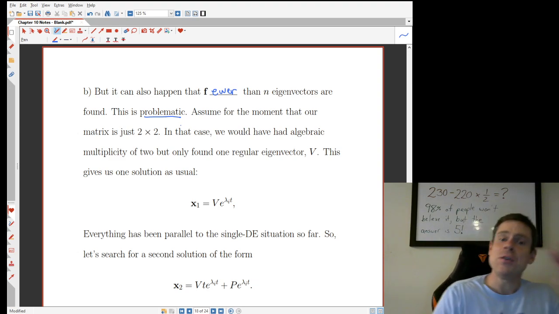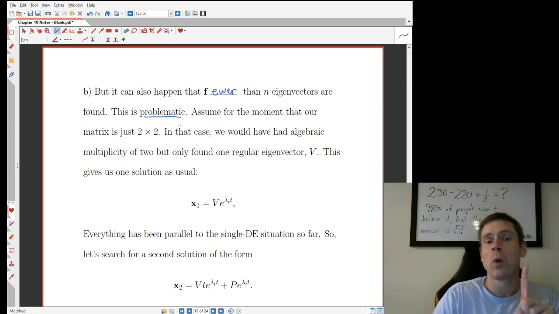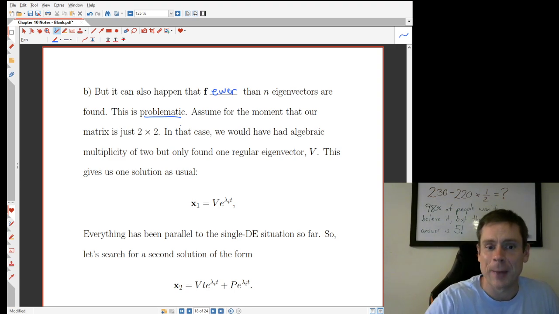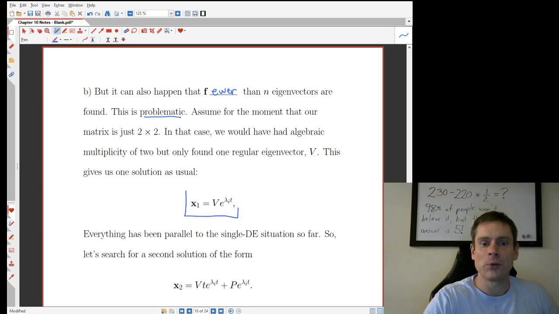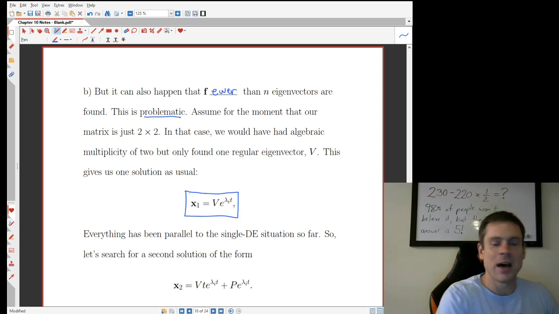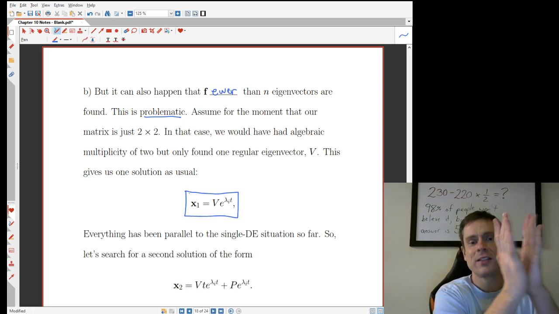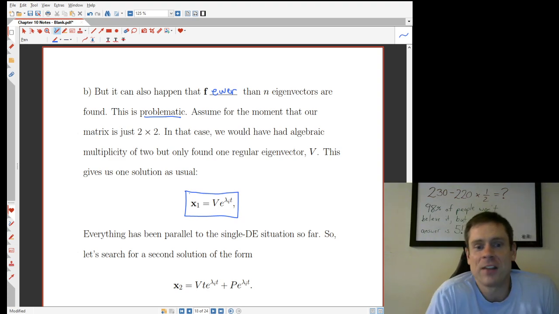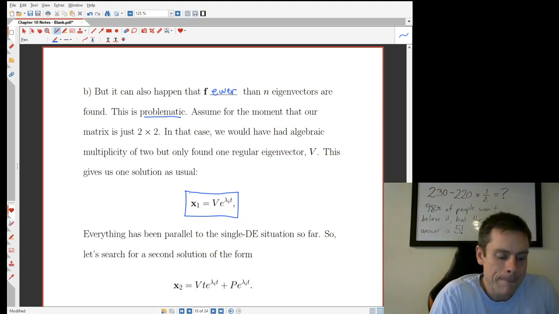Okay? If you find only one eigenvector, but you have a repeated eigenvalue, then you're going to get a single solution out of it, but you need more. There's more to the whole solution. So the first solution is exactly what you'd expect: x1 equals v e^(λt). You take the vector that you found, you slap it in front of an exponential, and it's the exponential associated with the eigenvalue.